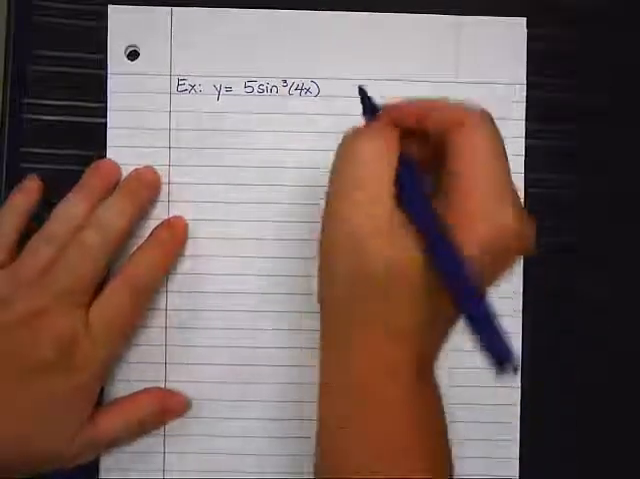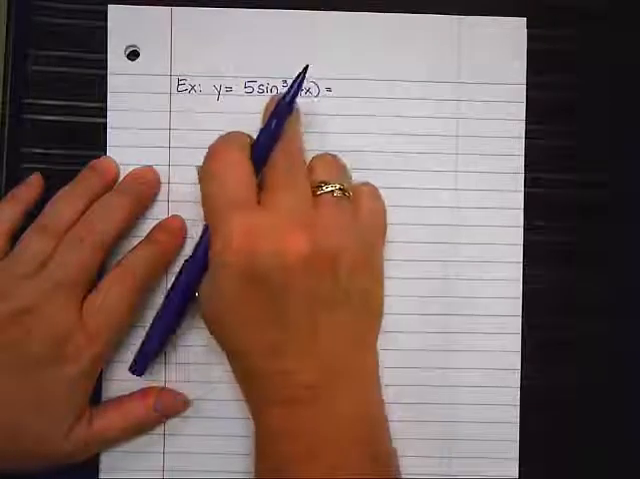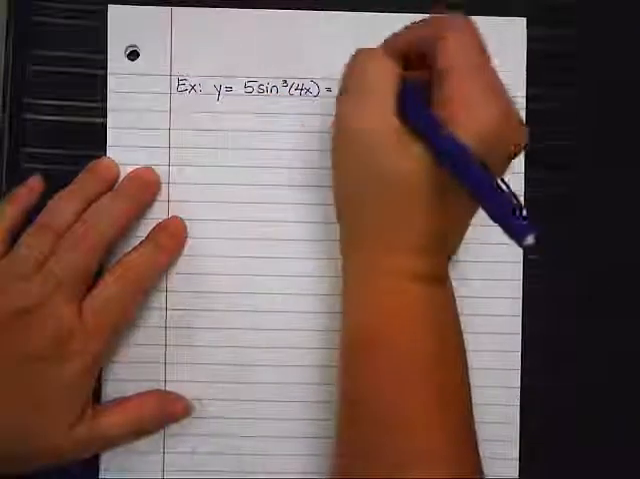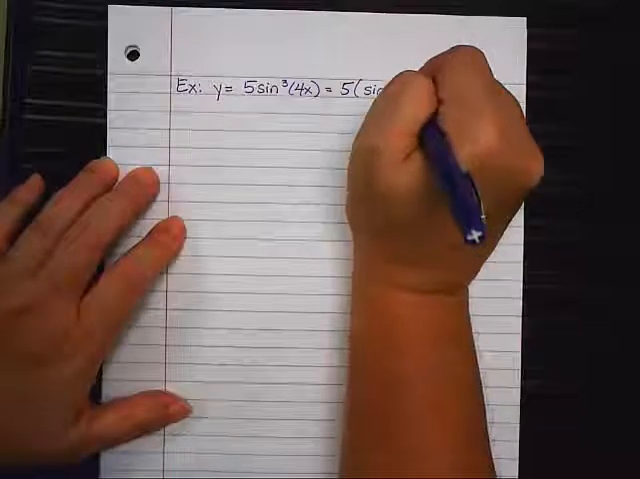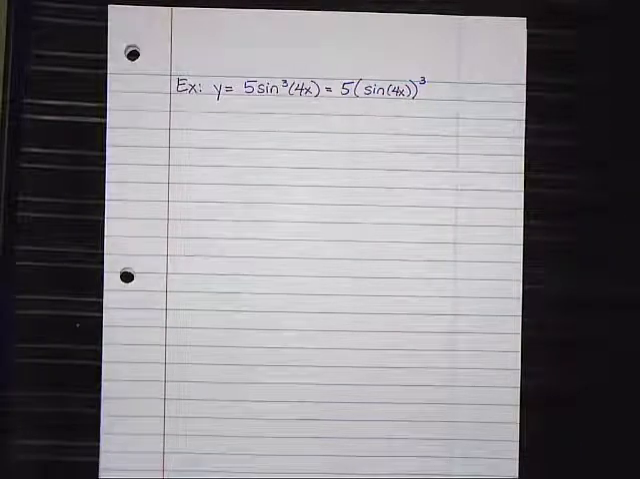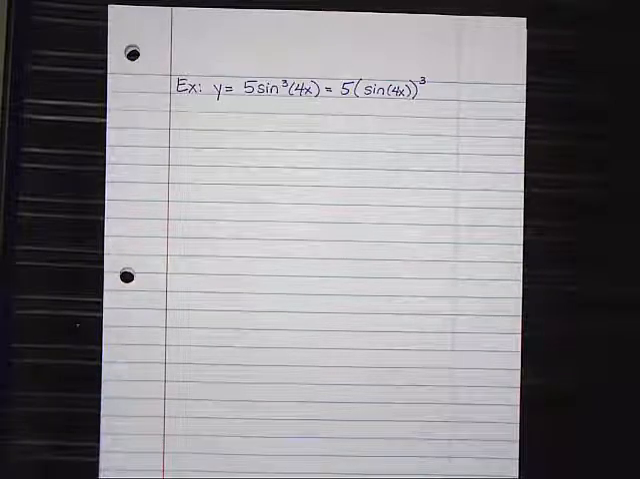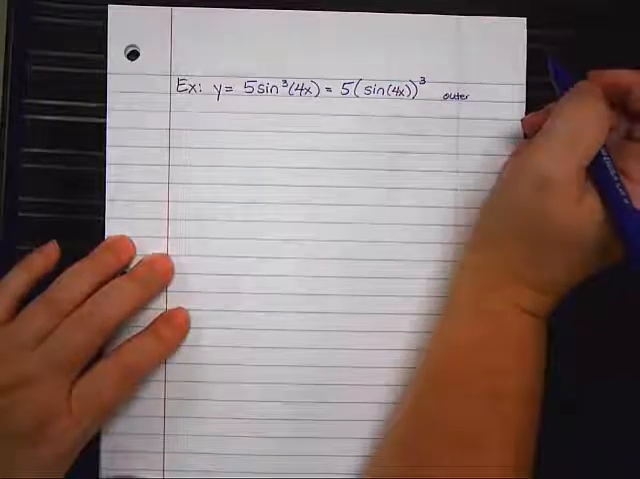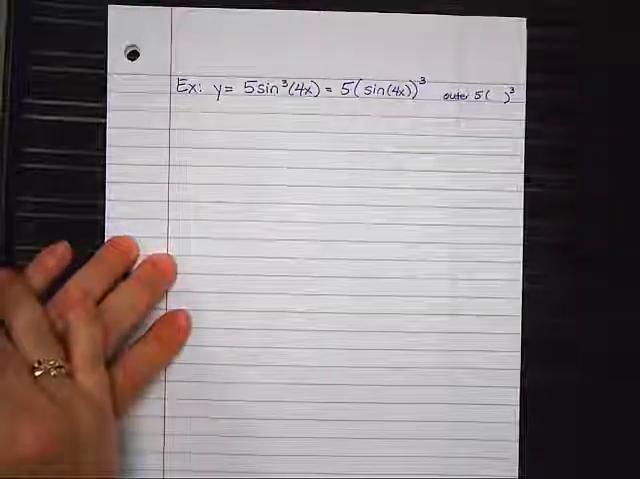Okay, look at this. First thing, anytime you're given a problem to take the derivative and you have this embedded exponent, you've got to move it out and write it this way. 5 parentheses, sine parentheses, 4x, cubed. It has to be written like that. Okay? So, what is the most outer function? 5 and the third power. That's the outside function.